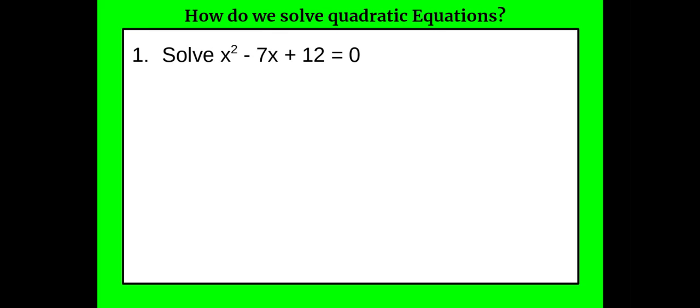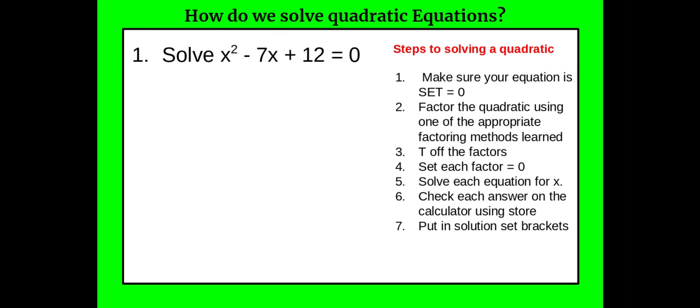Okay, so let's try the first one. Here are the steps for factoring. We have x squared minus 7x plus 12 equals 0. You always want to make sure your equation is set equal to 0, which today they all are going to be. Tomorrow they won't. Then we factor. Then we tee off our factors. We set each factor equal to 0. We solve each equation for x. We check each answer in the calculator using store. I will not do that on the video today. I'll make a separate video for those of you that are confused on how to check. You can watch that, and it will be posted on the classroom. And then we put our answers in solution set brackets.